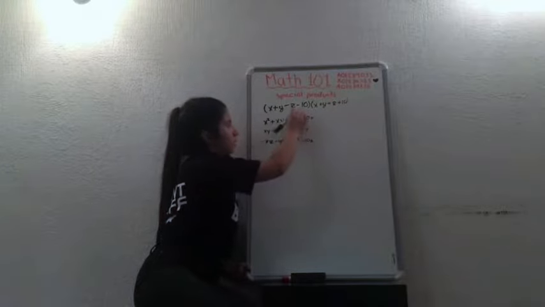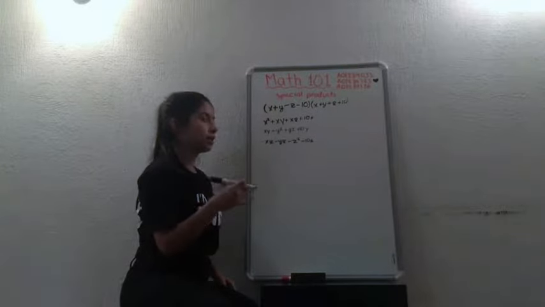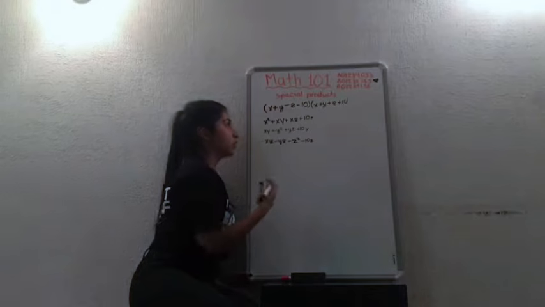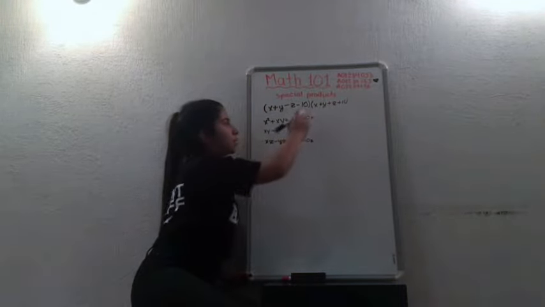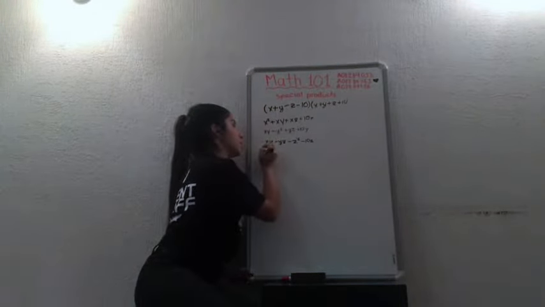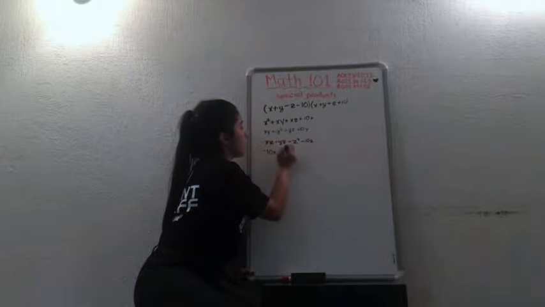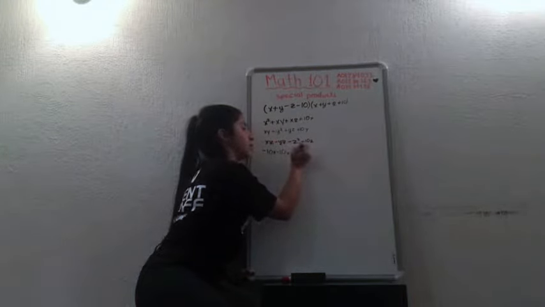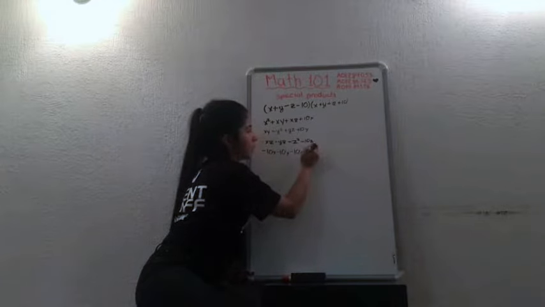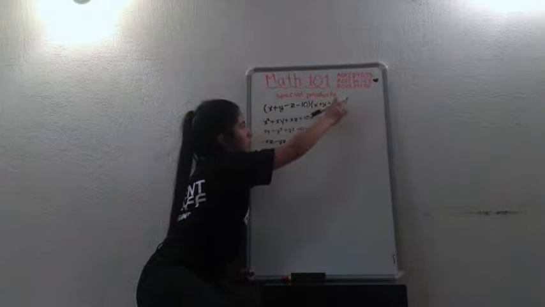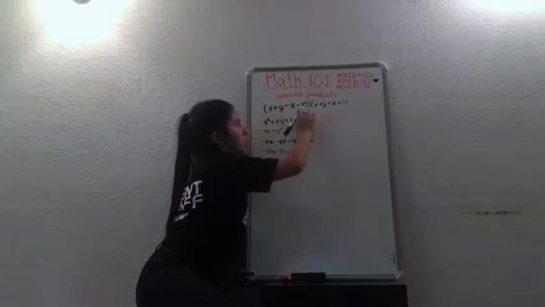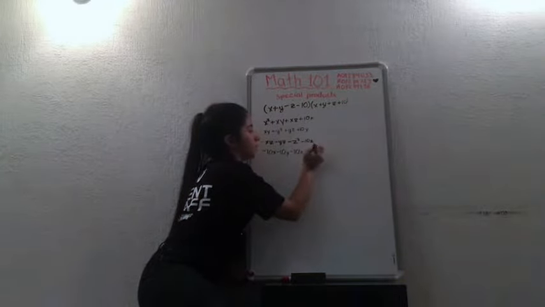We continue with our 10 since this is also negative. We're going to continue with our negative terms in every single one of these. So we have minus 10x minus 10y minus 10c, and since this is minus and plus, we have minus, and then 10 times 10, 100.